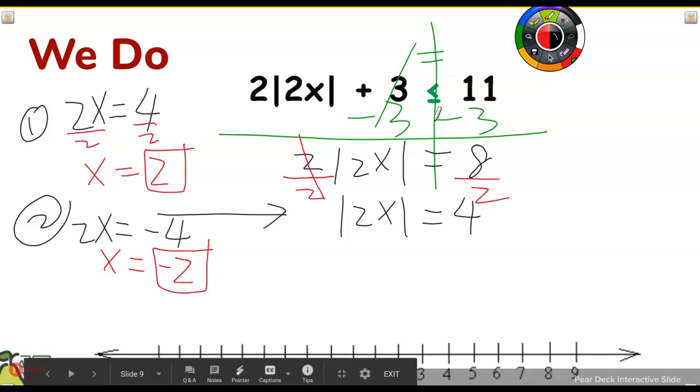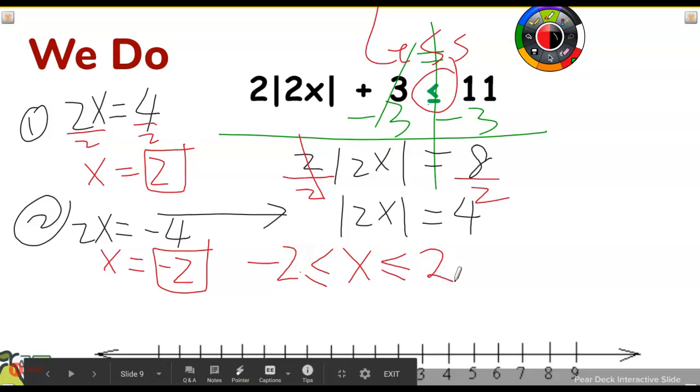And look at your inequality symbol. It is less than or equal to. So for less than, your answer is always x in the middle. In the question, I have equal to, so you have equal to in your answer also. Small number on the left, big number on the right. So that's it.